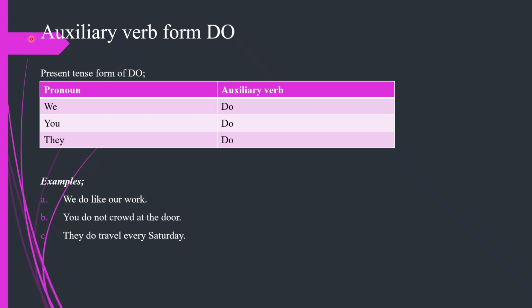We move on to the verb form do. In the present tense form, the plural pronouns we, you, and they make use of the auxiliary verb do. So you say we do, you do, or they do. For example, in sentences, you can say we do like our work. You can also say you do not crowd at the door, or they do travel every Saturday.